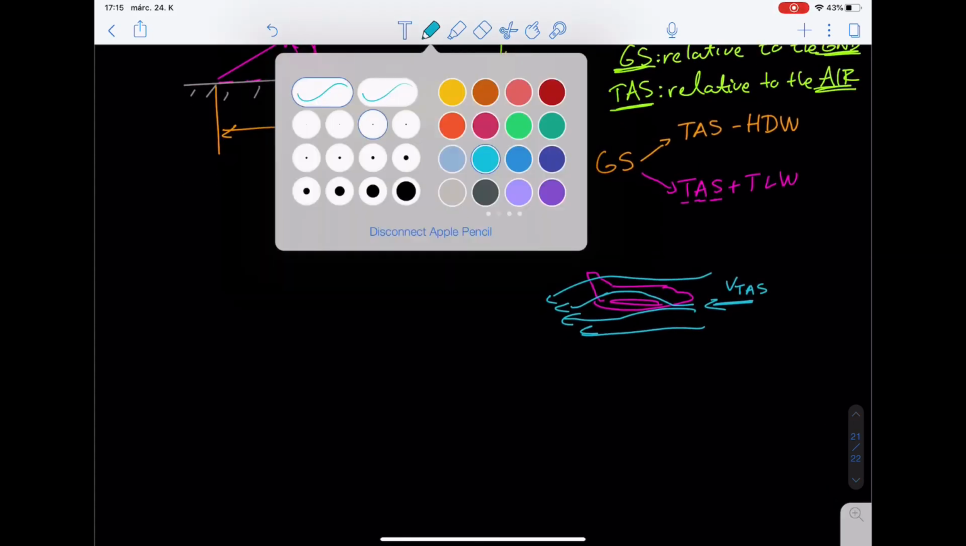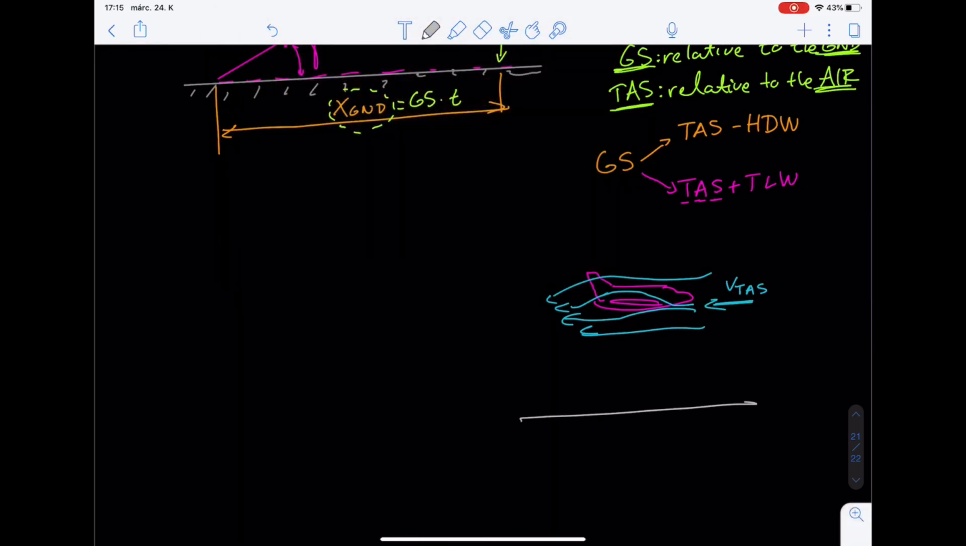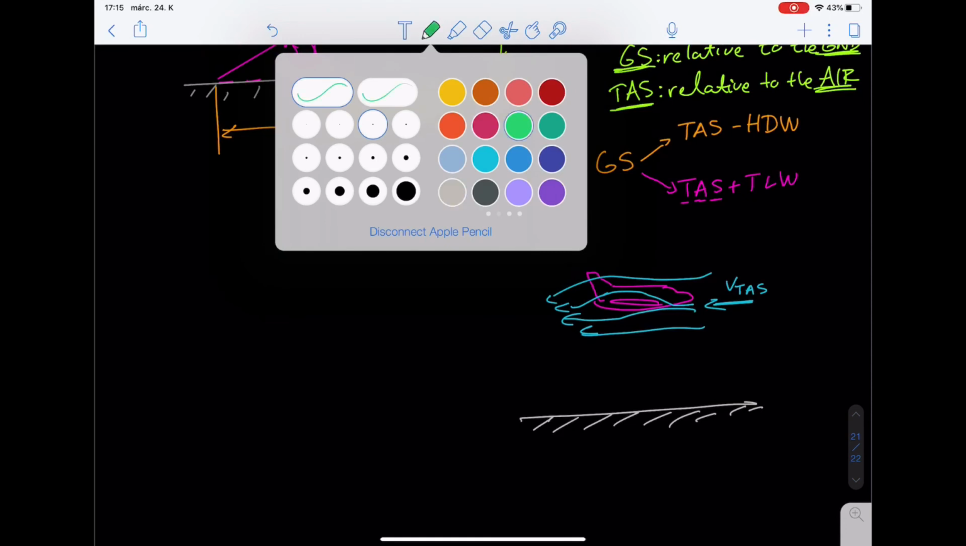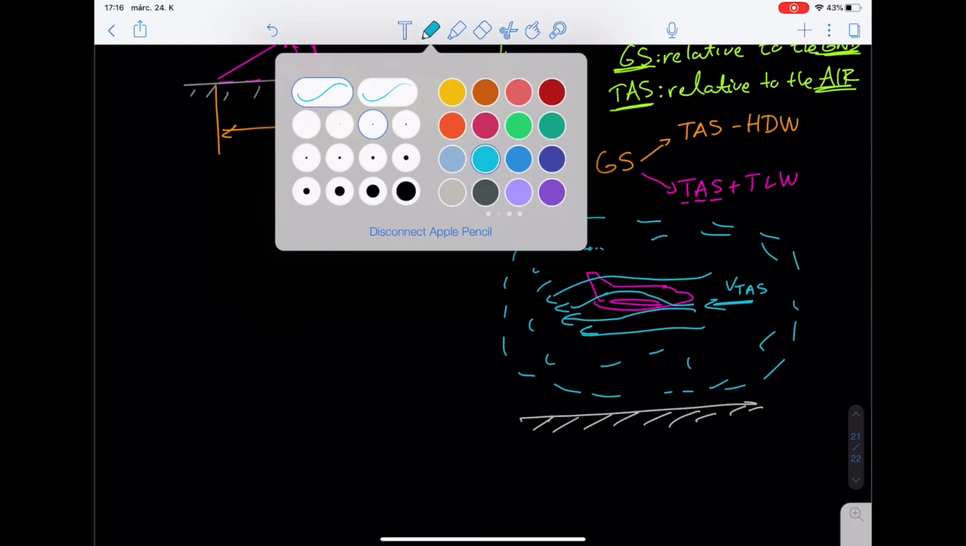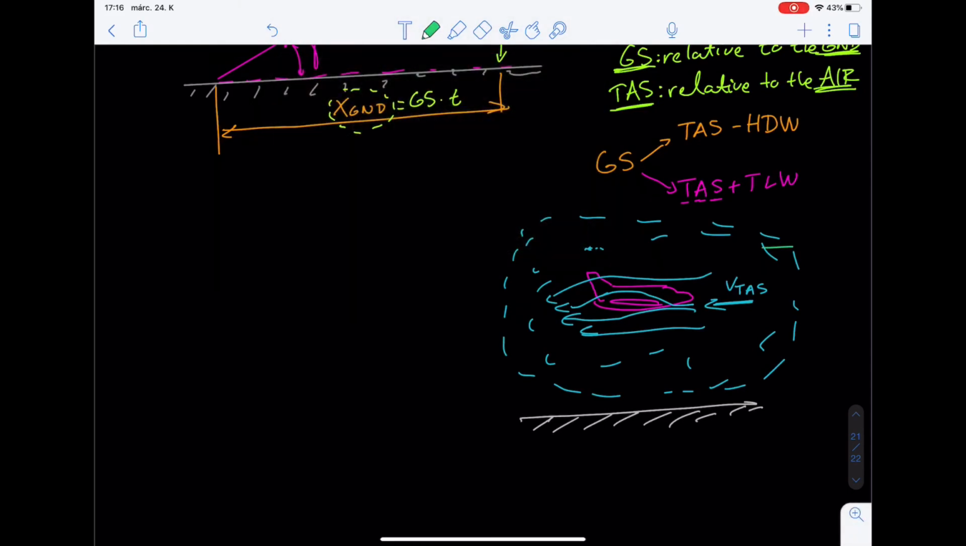But the mass of the air relative to the ground, this whole mass of air in which you're traveling, is moving. So this whole mass of air is moving in this direction. And actually, just one quick correction right here.